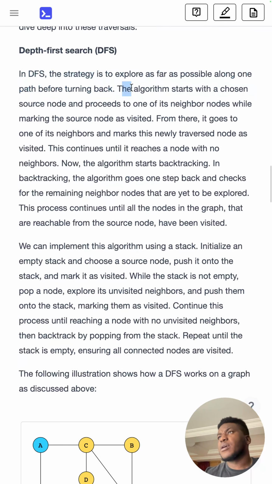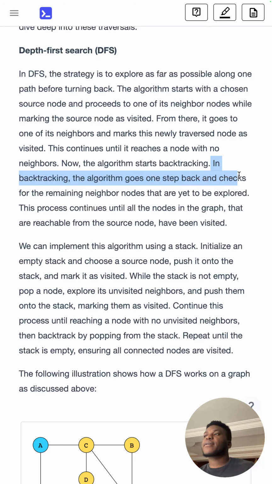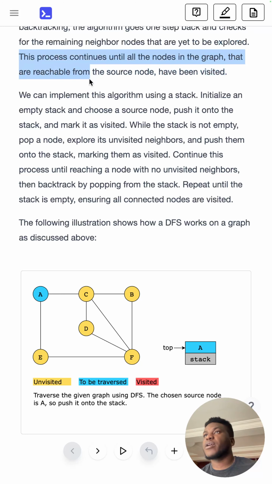Now it starts with a chosen source node and proceeds to one of its neighbor nodes while marking the source node as visited. From there, it goes to one of its neighbors and marks this newly traversed node as visited. This continues until it reaches a node with no neighbors. Now the algorithm starts backtracking. We've done a whole series on backtracking a couple of chapters back. In backtracking, the algorithm goes one step back and checks for the remaining neighbor nodes that are yet to be explored.